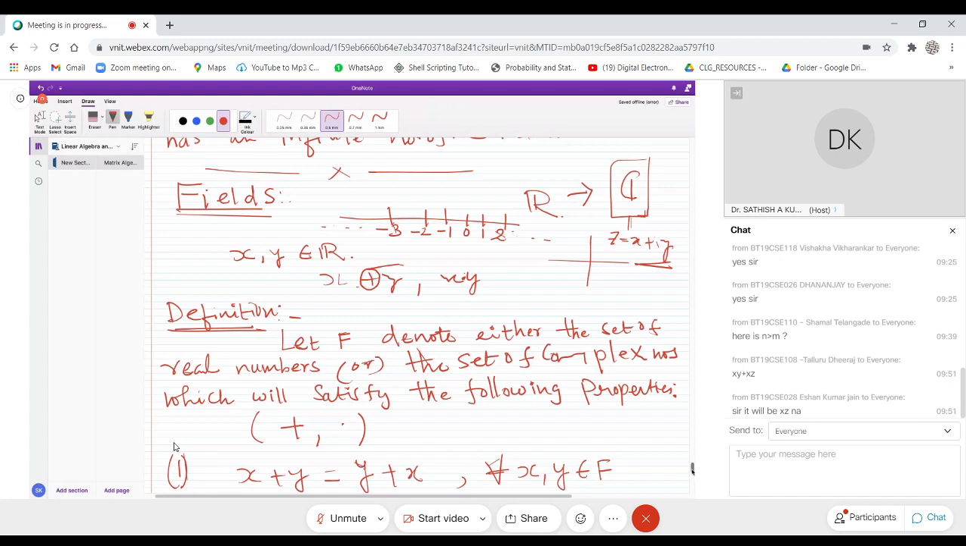Okay, of course it may not be a subfield also. Subfield means it will satisfy at least some of the conditions. So you can give a counter example for that also. Some particular subset of R you take, it may or may not be a field.